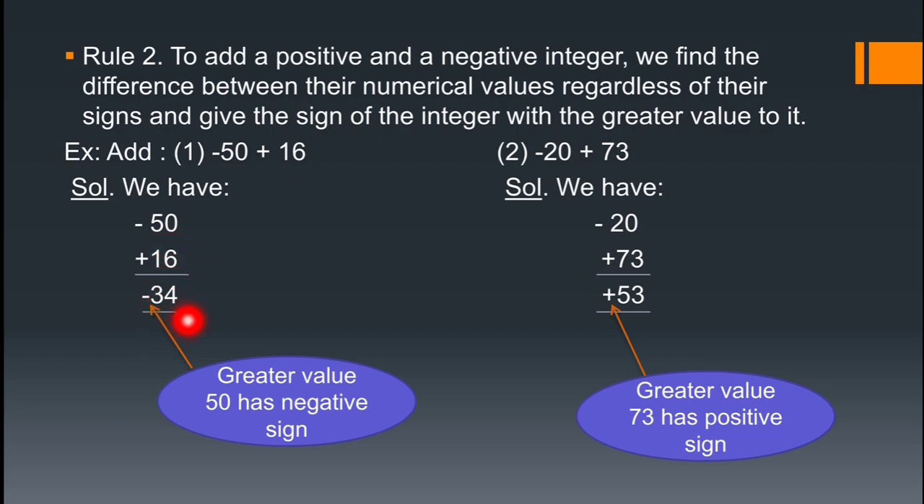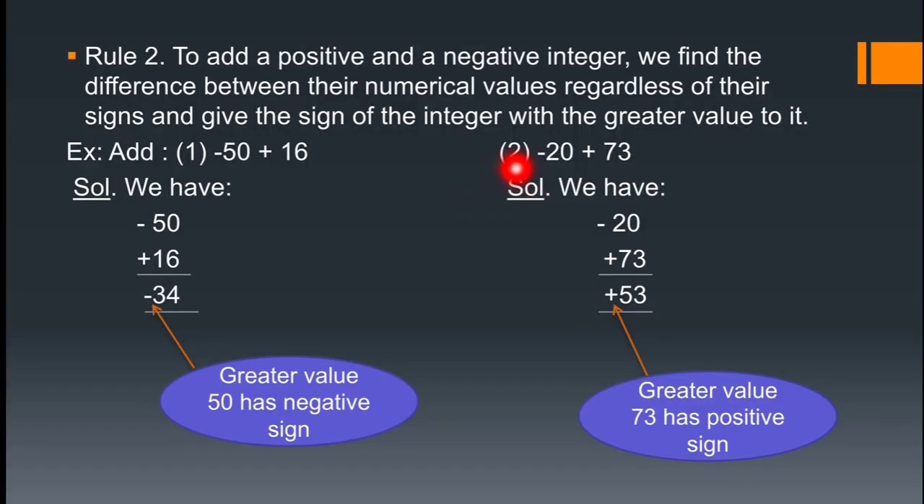34. Now what will be the sign of this outcome? The sign of the result will be the same as the sign of the greater value. Out of 50 and 16, the greater value is 50 and the sign of 50 is negative. So the result will also have the same sign as the greater value has. So we put minus before the result 34. Our final result is minus 34.